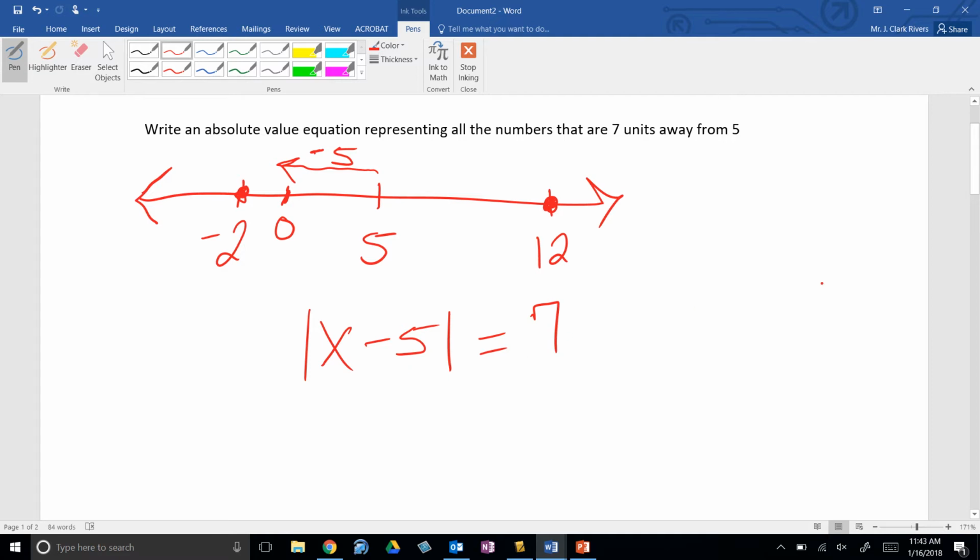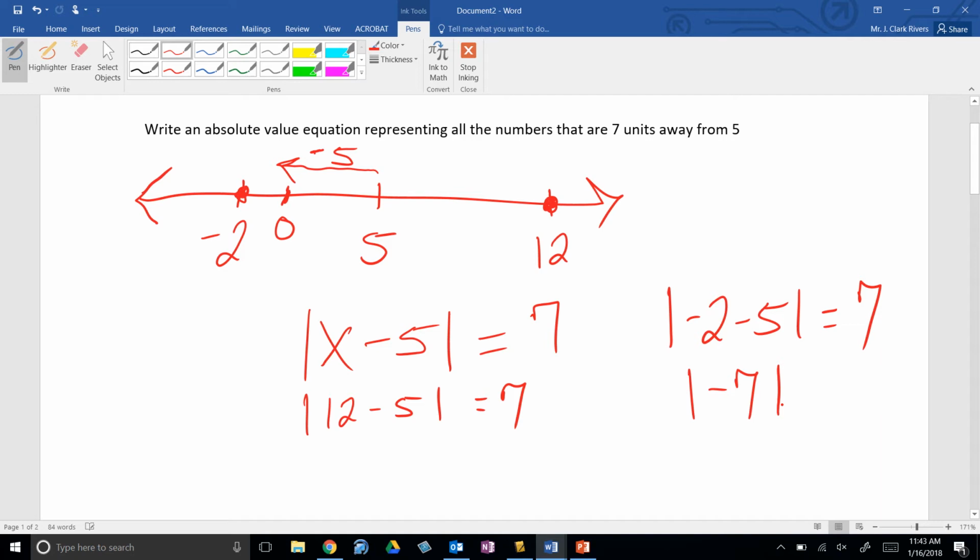Now we can check our answer here. 12, let's plug in 12. Absolute value of 12 minus 5, is that equal to 7? Yeah, that's going to be positive 7. That's equal to 7. The absolute value of, instead of x, we plug in a -2. -2 minus 5, is that equal to 7? Well, that's going to be the absolute value of -7, which is, in fact, equal to 7. So it checks out. Again, this was something we saw last week.